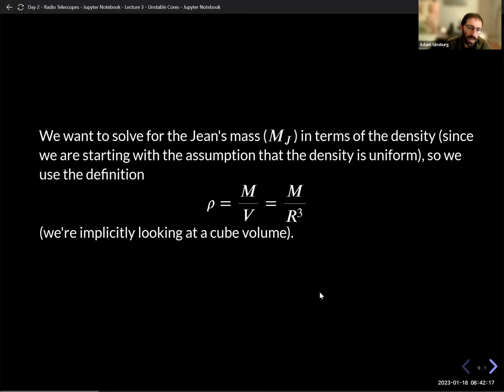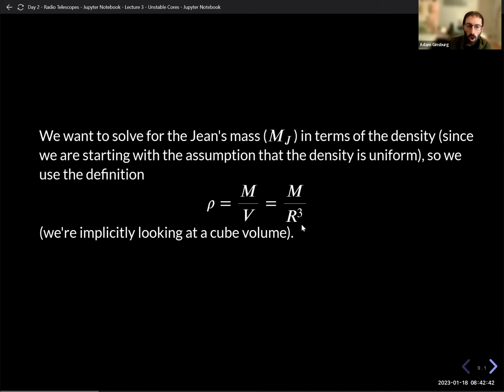We want to get the Jeans mass now in terms of the density of the medium instead of just the radius, because we are starting off with the assumption that we're examining a uniform density medium. So to do this, we're going to write out the definition of the density. So density is just mass per volume. And we're then going to write it as mass divided by R cubed. And when doing this, we're implicitly saying that we're looking at a cube volume, not a sphere, because then we would have 4/3 pi R cubed.